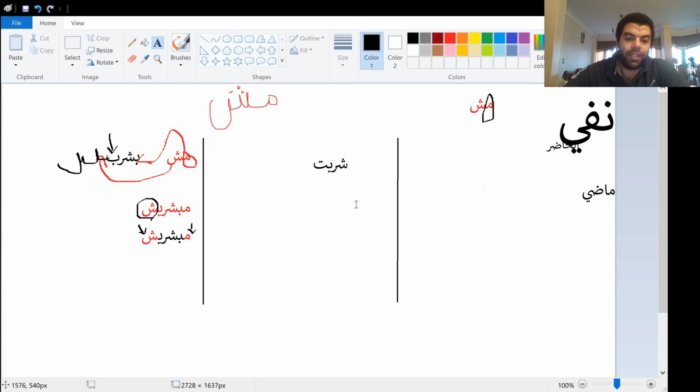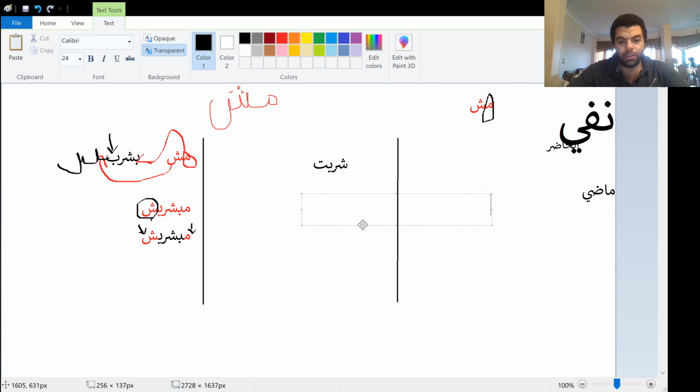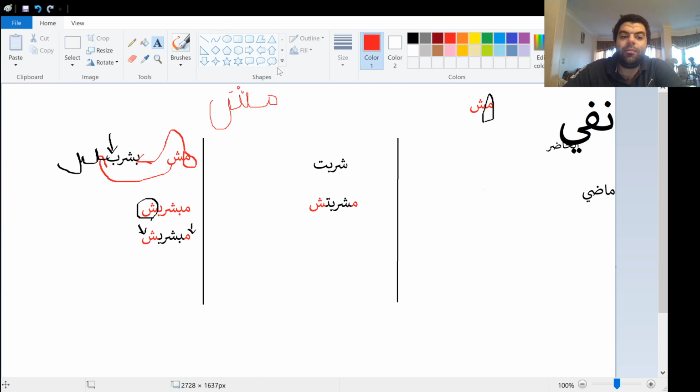So what would that look like? It would look something like this. ما شربتش. So it's the exact same word, but we added meme and we added sheen. Okay, so let's make this red and let's make meme red. There. So t also had the same transformation that happened to b.